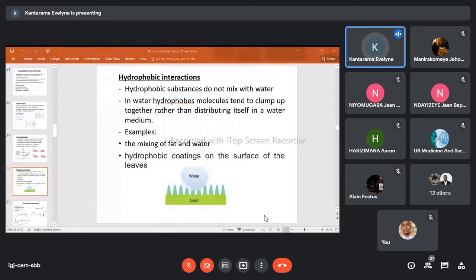For example, when you put water on the surface of leaves, the water cannot enter because the waxes on the leaves, those lipids on the leaves, cannot allow water to enter, because there is no bonding between water and the waxes on the surface of the leaves.